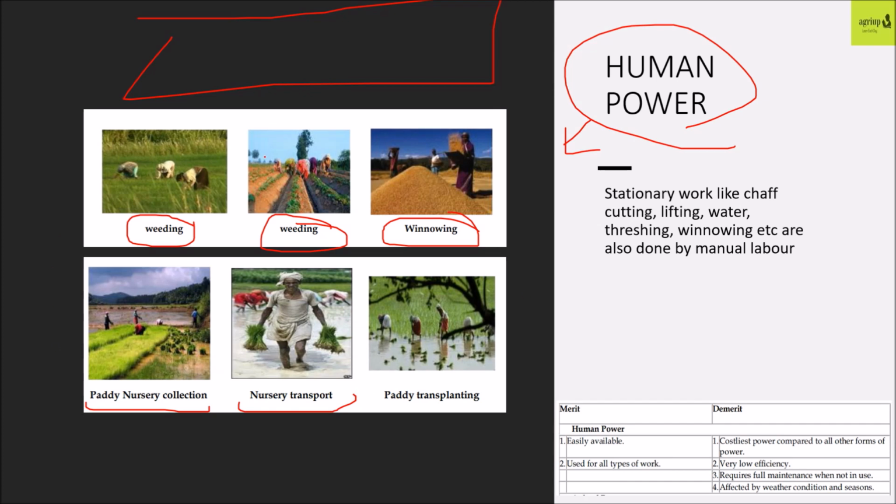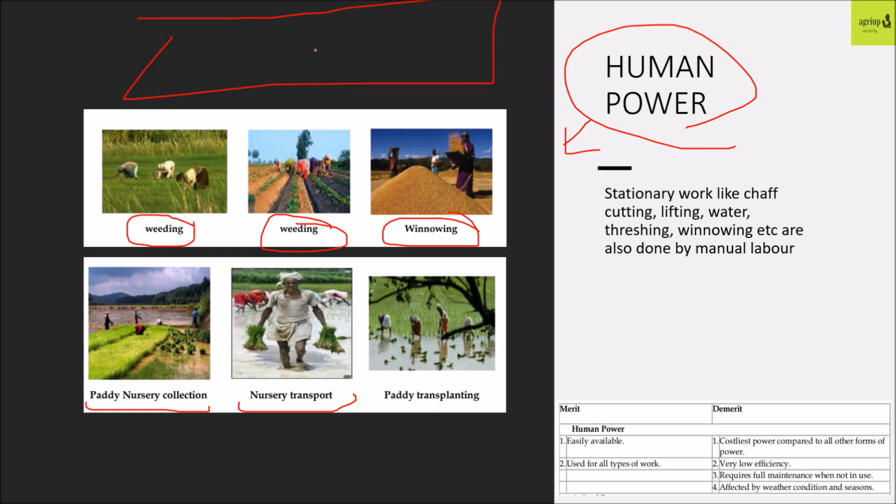The merit of this is that human power is easily available and can be used for different kinds of work. But the demerit is that it is costlier compared to all other forms of power. Efficiency is comparatively lower, and full maintenance cannot be accomplished. It also affects the weather and the conditions, seasons. They all affect the availability of human power.